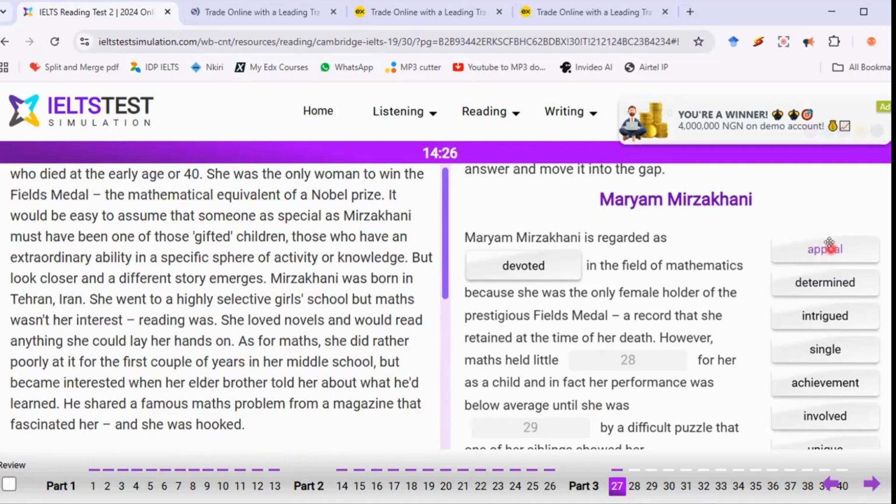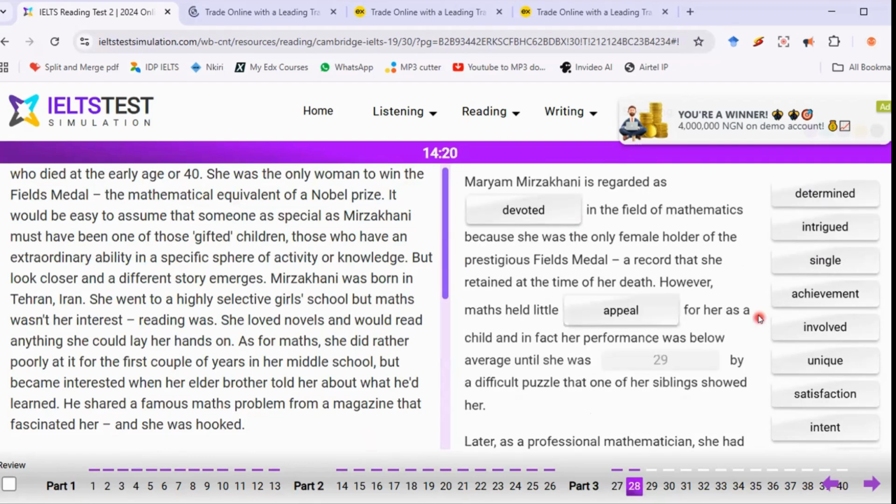appeal. I'm going to use appeal for this box because she did poorly. So maths did not really appeal to her. Appeal is going to be the best word from the list. Little satisfaction for her. Little appeal. I think appeal is better. Until she was dashed by a puzzle, until she was intrigued. That's going to be the word. This says she was hooked. I think the word for that is going to be intrigued by a different puzzle that one of her siblings showed her.